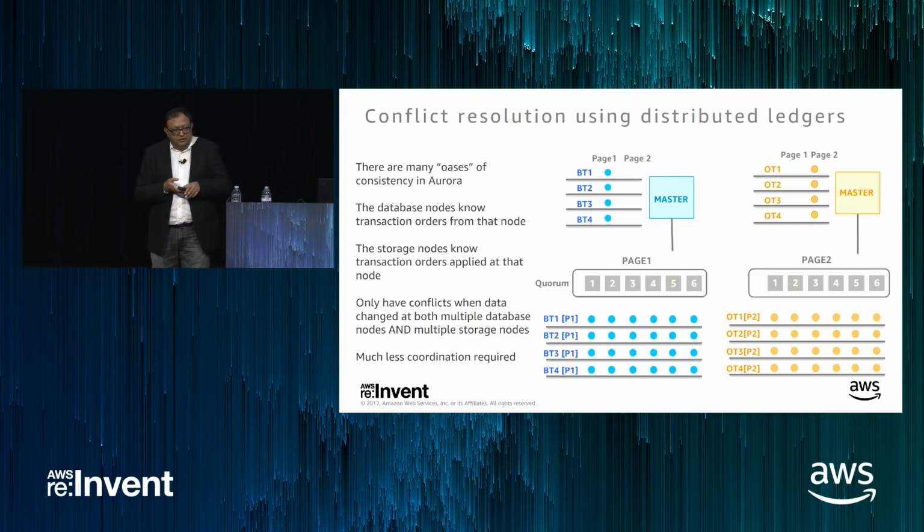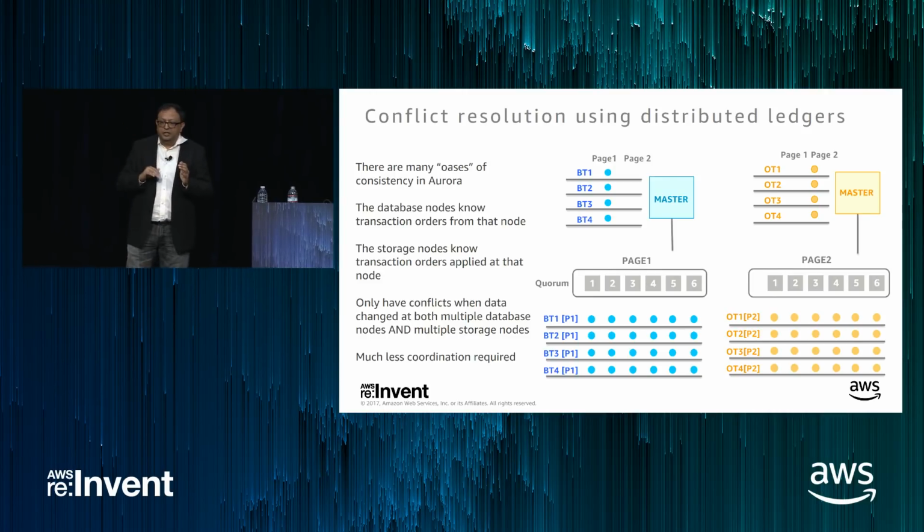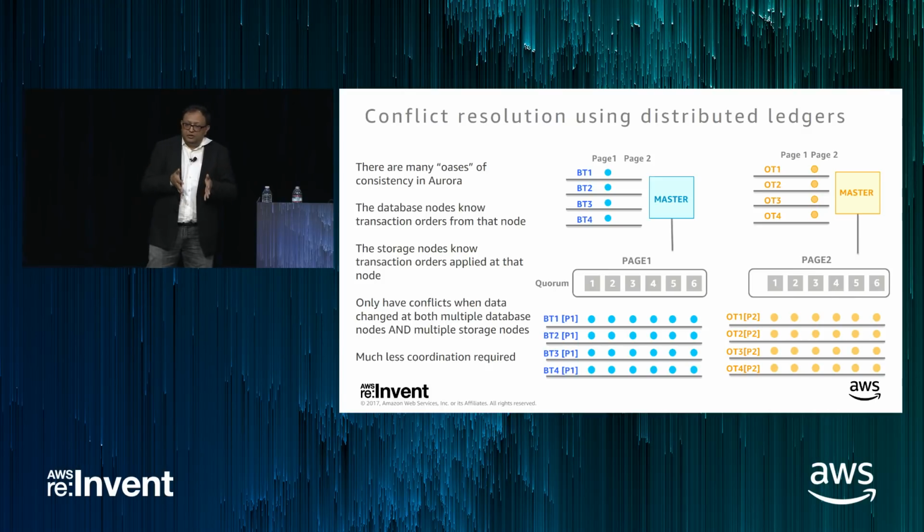We're doing something different. So it's a complicated page, sorry about that. What we say is that there are oases of consistency in Aurora. The head node knows exactly what order each transaction in that data node should be. Another head node, same thing. Any given storage volume knows the partial order of writes that it received and must be satisfied, right?